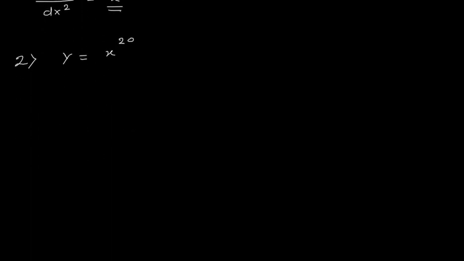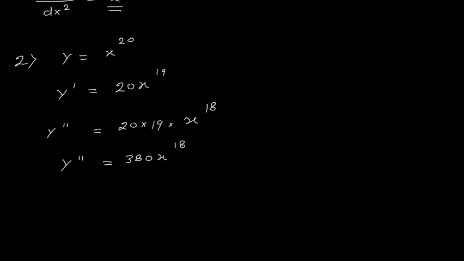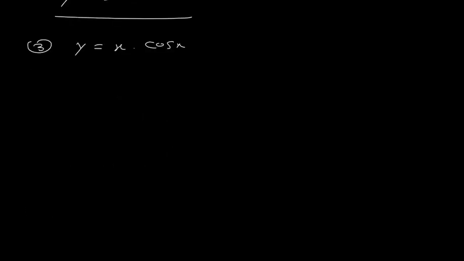The second problem is y is equal to x power 20. So here if I say y dash, it means I am differentiating it. It is 20 x power 19. Then when I differentiate it again, I will get 20 into 19 into x power 18, since the derivative of x power 19 is 19 into x power 18. So this is 380 x power 18. This is my second order derivative. Let us see the third question.